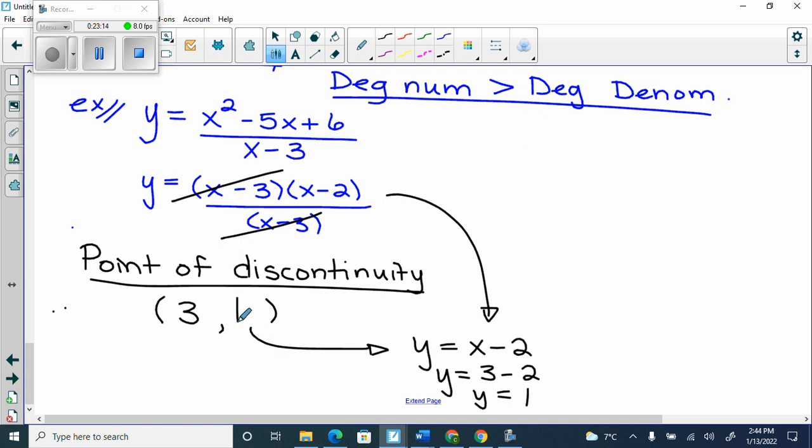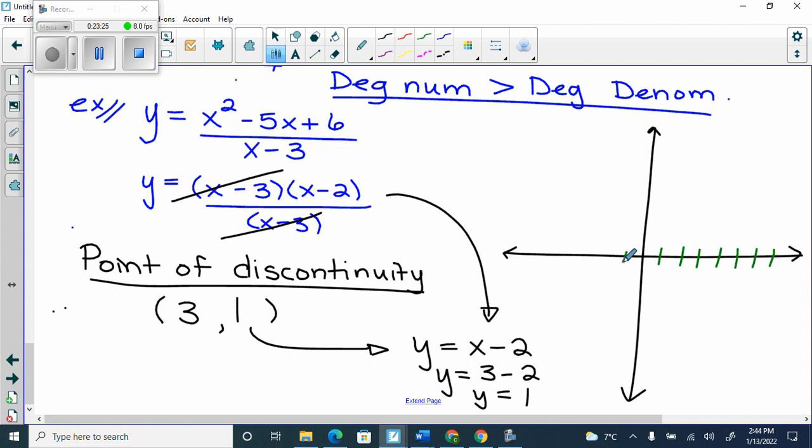So if I go to sketch this, this is what I know. I know that there aren't asymptotes on here. If it cancels off, it's not an asymptote. If there's nothing left in the denominator, it's not an asymptote. So I know that there's an open dot at (3, 1). I go to 3, I go to 1, and I make an open dot. It doesn't exist there. We agree? What equation was left after it canceled off? y equals x minus 2. That's actually all that's left, so I just have to sketch that graph.